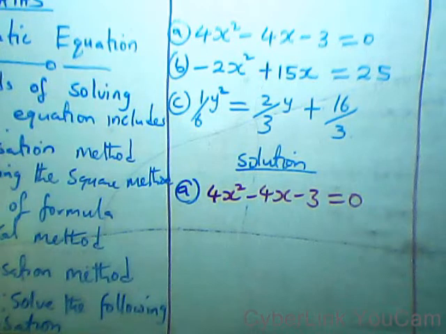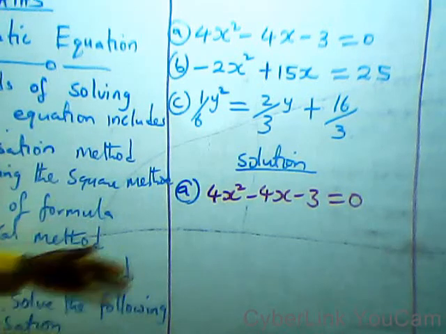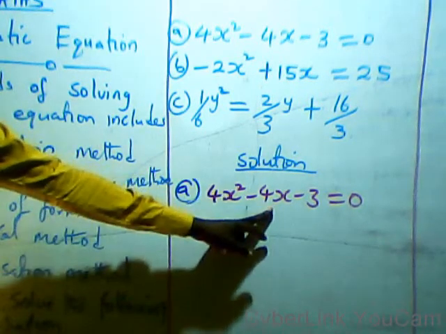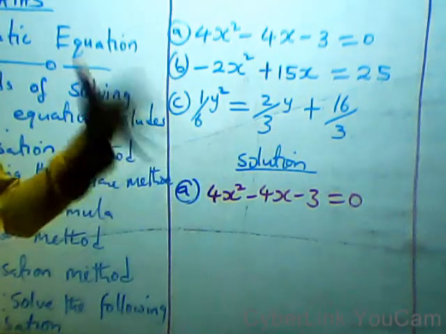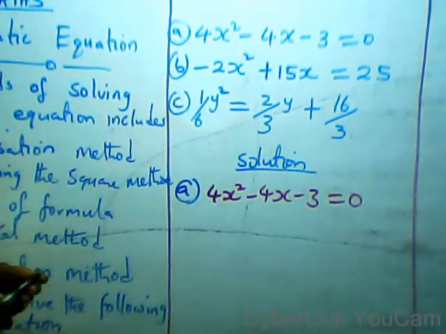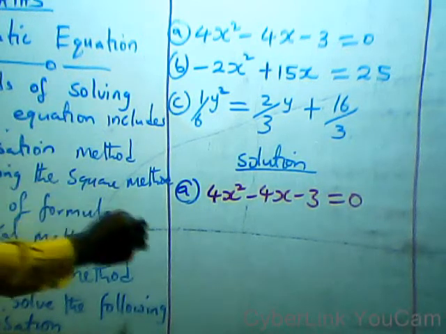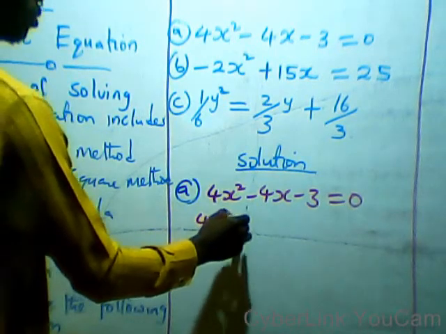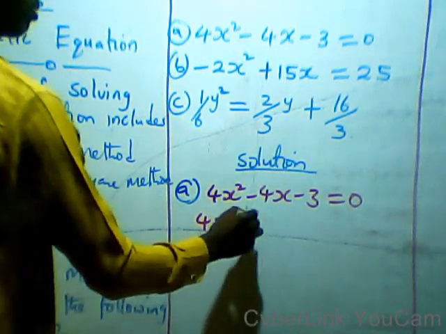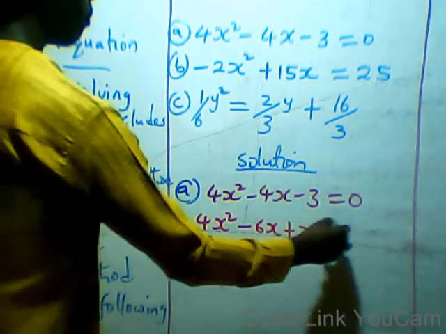Without wasting much of your time, the factors are minus 6 and plus 2, because minus 6 plus 2 gives you minus 4, and minus 6 times plus 2 gives you minus 12. So you go back to have 4x squared minus 6x plus 2x minus 3 is equal to 0.